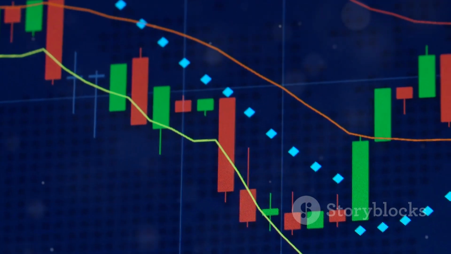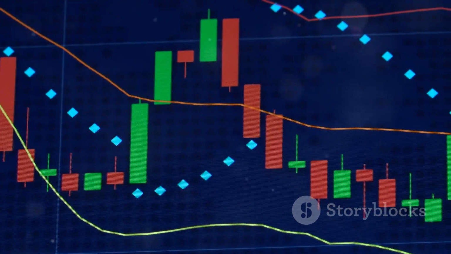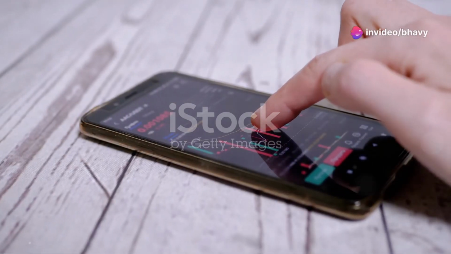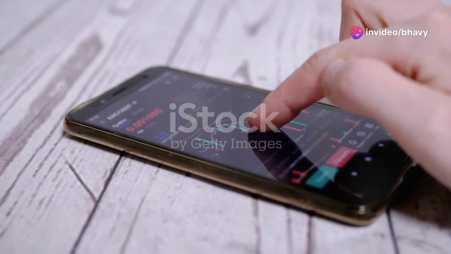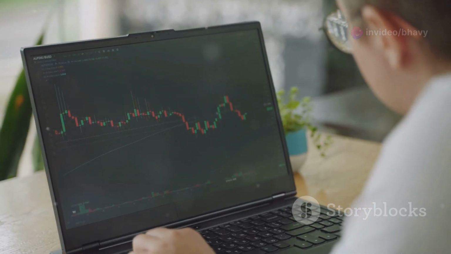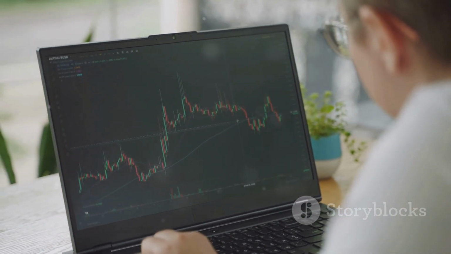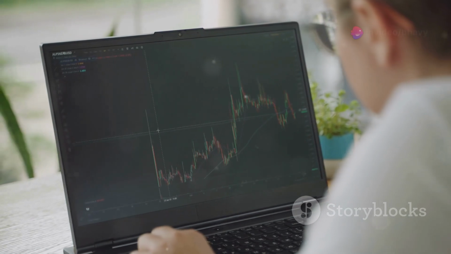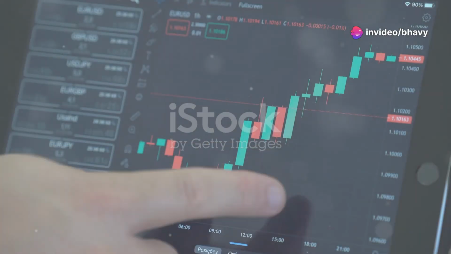In the following sections, we will delve into the fascinating world of candlestick patterns. We will explore their basic structure, unravel their hidden meanings, and learn how to interpret them effectively. Whether you are a novice trader just starting your journey or a seasoned professional seeking to refine your skills, understanding candlestick patterns can be an invaluable asset in your trading arsenal.